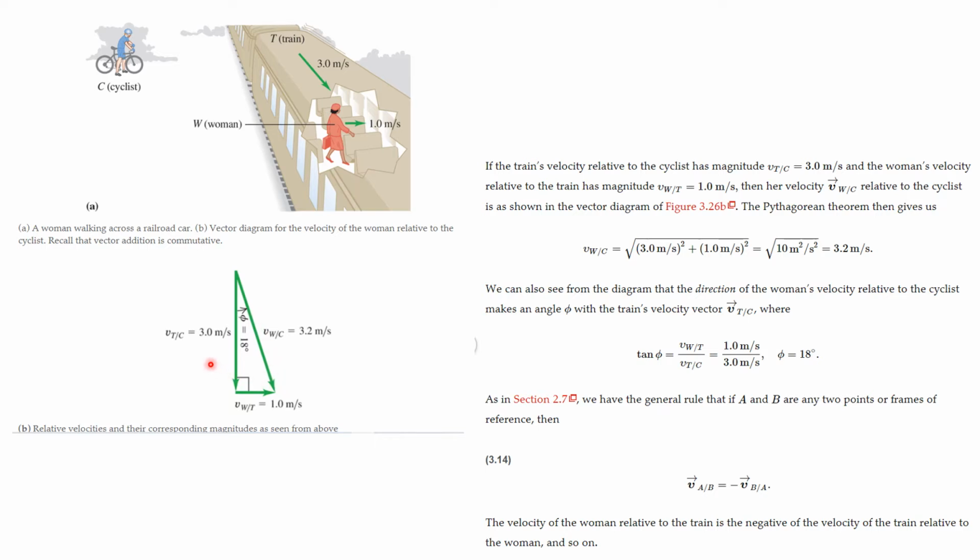Now that's the hypotenuse, so to find the magnitude of the woman's velocity relative to the cyclist, we use the Pythagorean theorem. It's the square root of (3 meters per second) squared plus (1 meter per second) squared, which is the square root of 10, or approximately 3.2 meters per second. Then we need not only the magnitude but the direction. The tangent of this angle phi is equal to 1 over 3. Using my calculator, the inverse tangent of 1 over 3 is, to the nearest degree, 18 degrees. And so we have solved this problem.